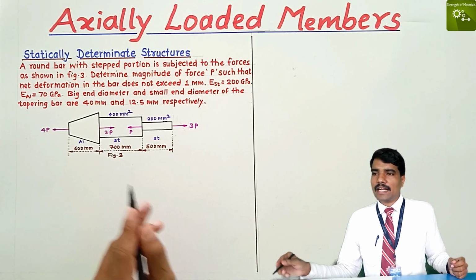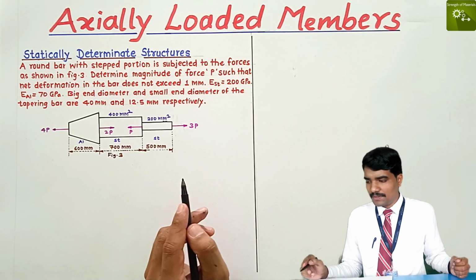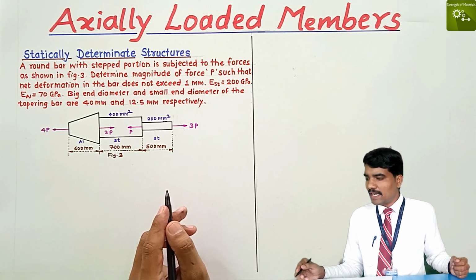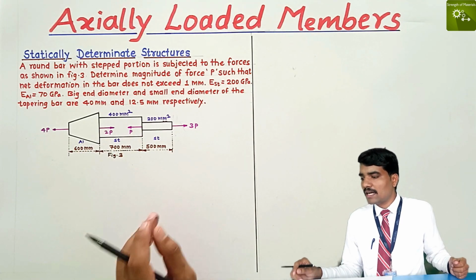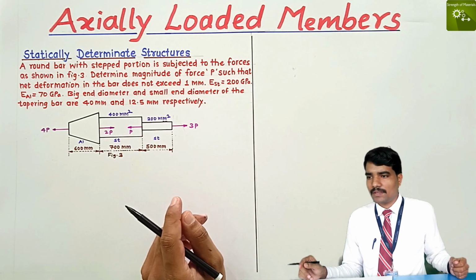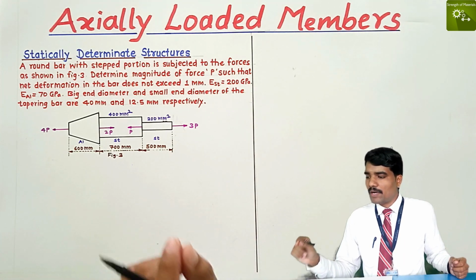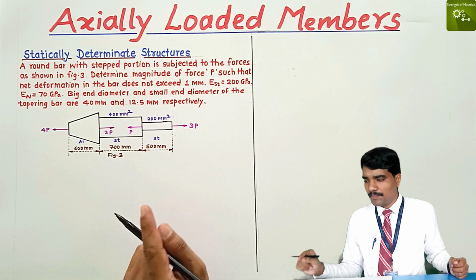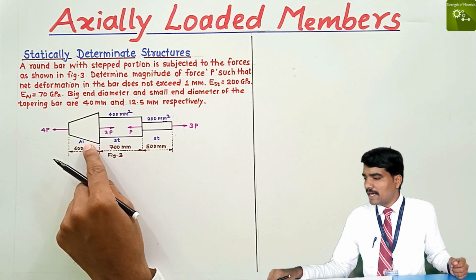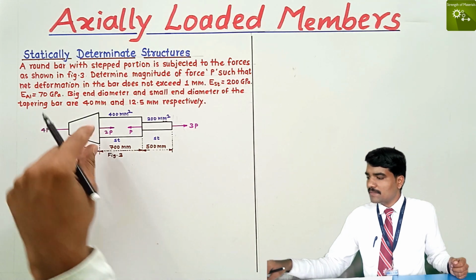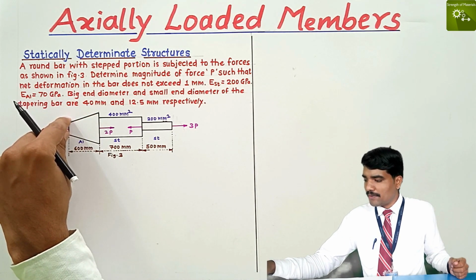Okay, in that numerical we have to find out the magnitude of force P, and the given data is the total elongation produced in that bar is not to exceed 1 mm, means delta L is 1 mm, and we have to find out the force P. Okay, first of all, this is a taper bar. Its big end diameter is 40 mm and small end diameter is 12.5 mm.